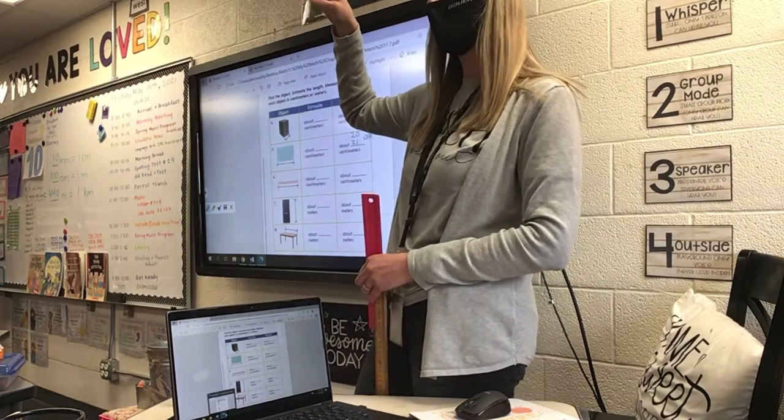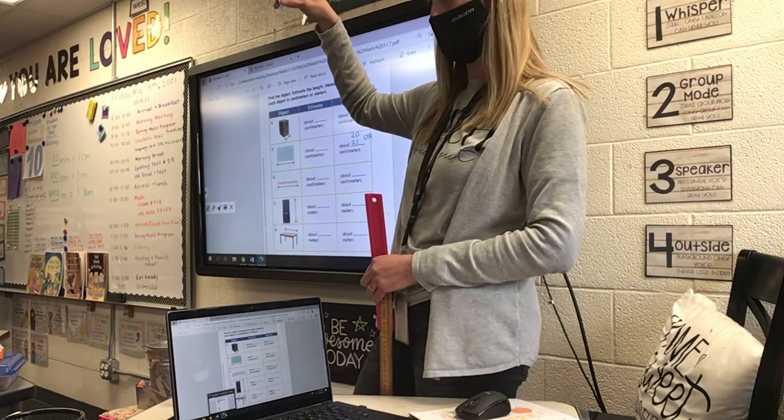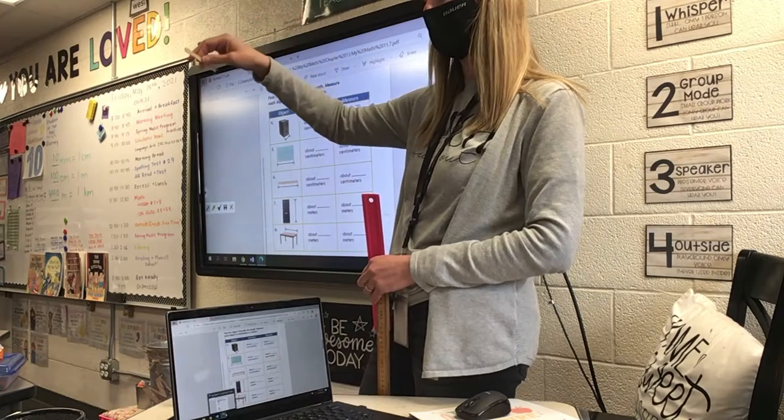Okay, then Brooklyn, why don't you come up here with your ruler, please? She needs a ruler to measure. No, you said ruler. I said ruler. No, she said ruler.